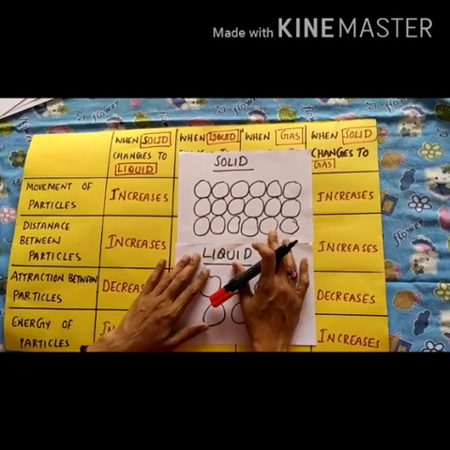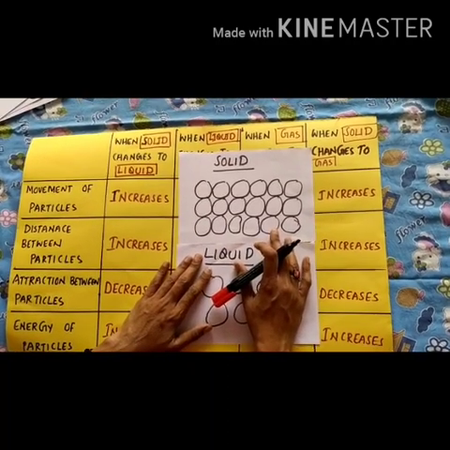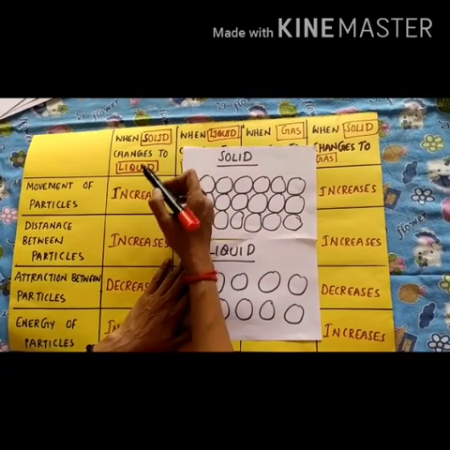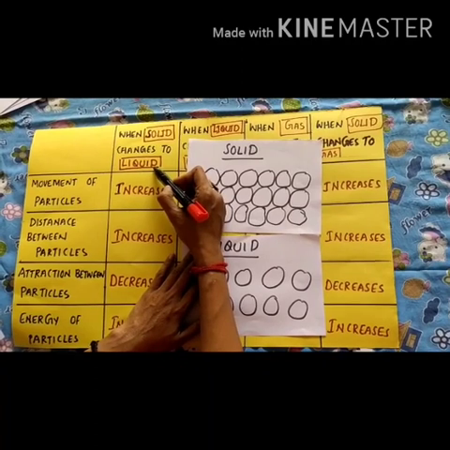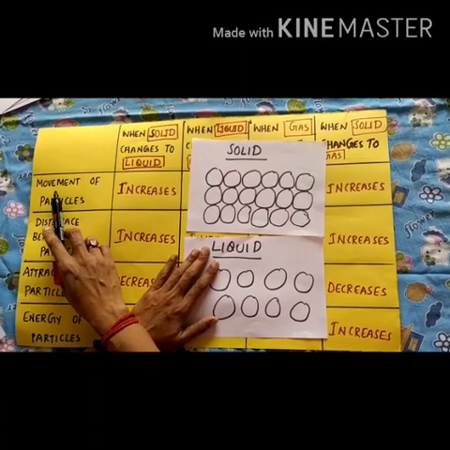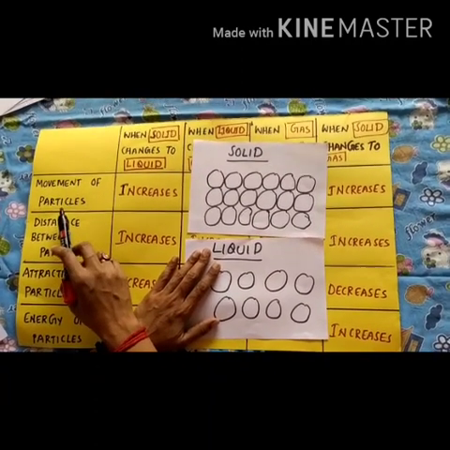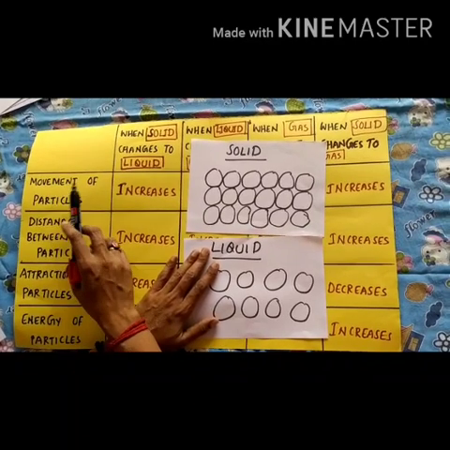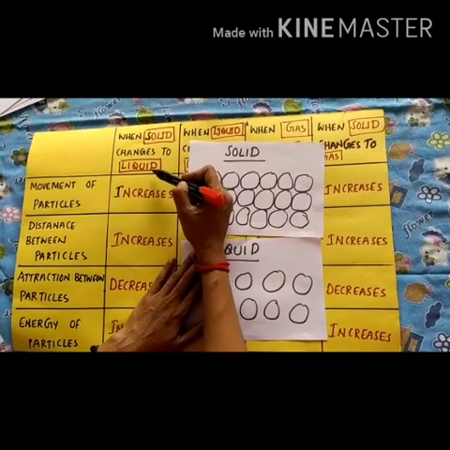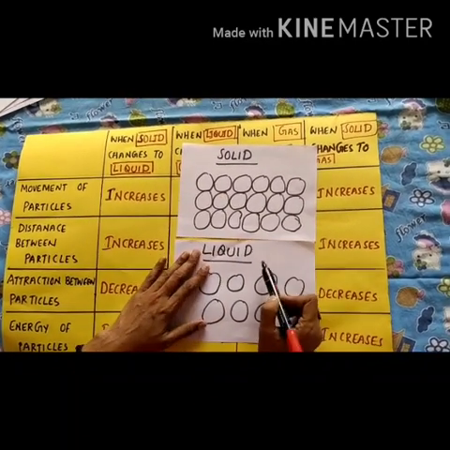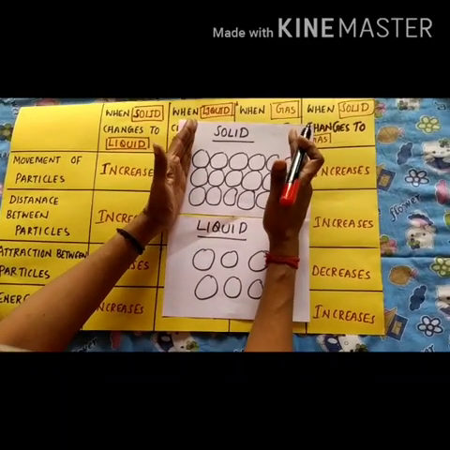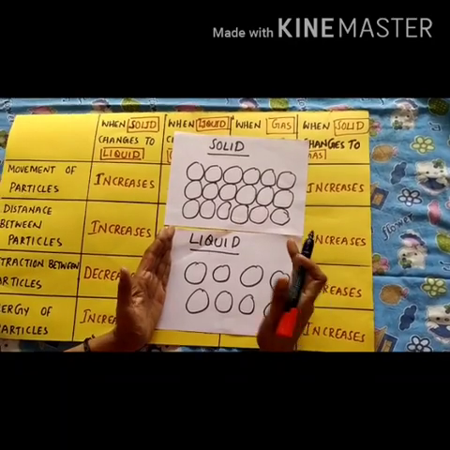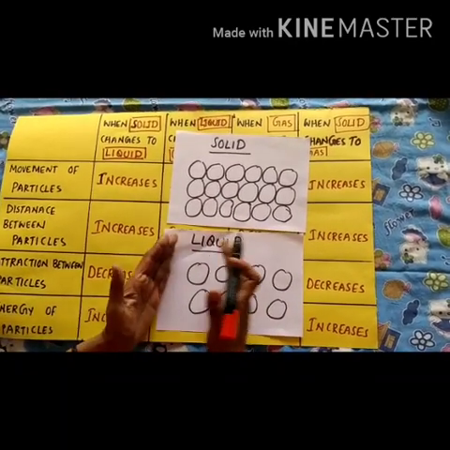Now let us see what change occurs when solid changes to liquid. The first property is movement of particles. What happens to the movement of particles when solid changes to liquid? Look at these pictures. This is solid particles. Here we can see that particles are closely packed. This is liquid. Compared to solid, particles are far apart.